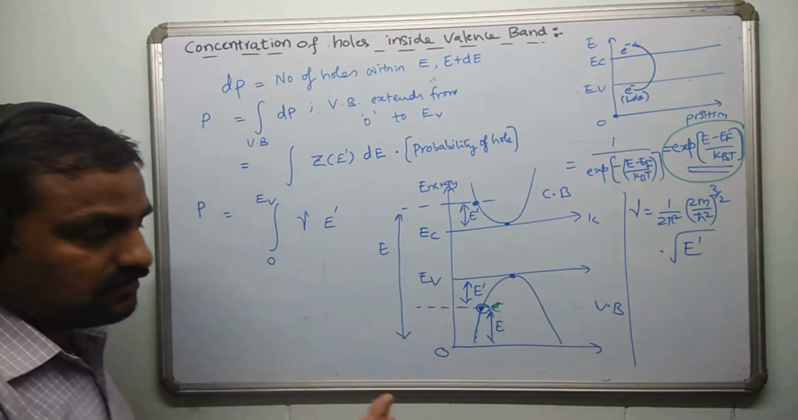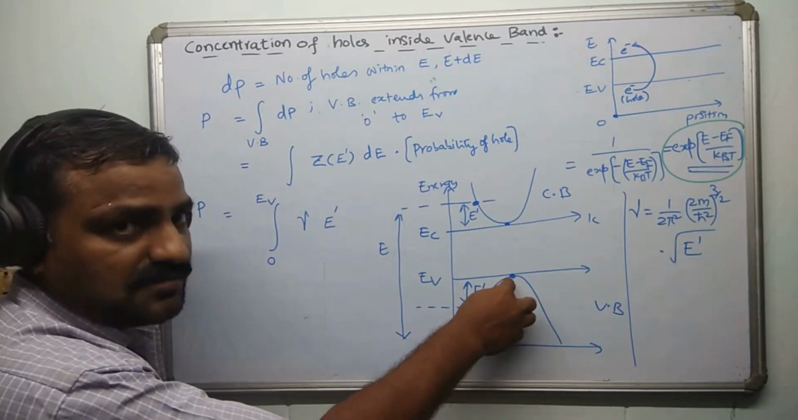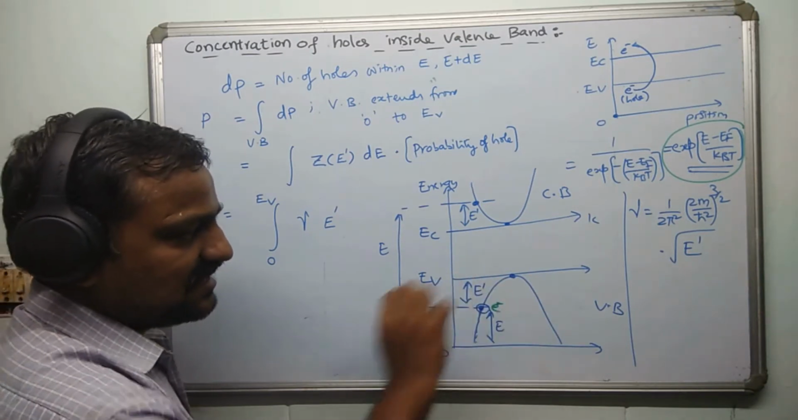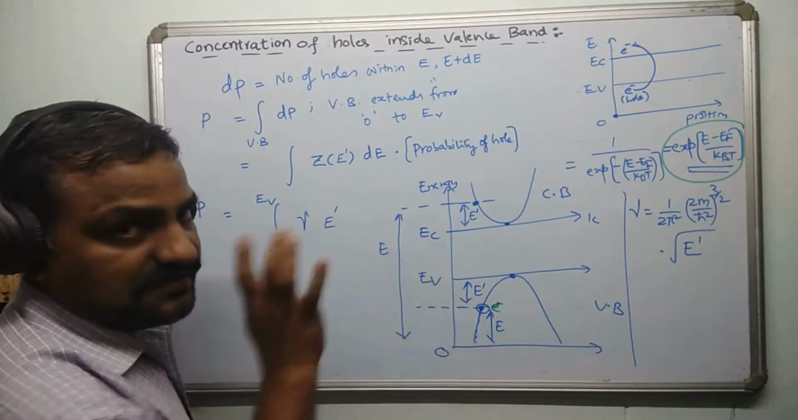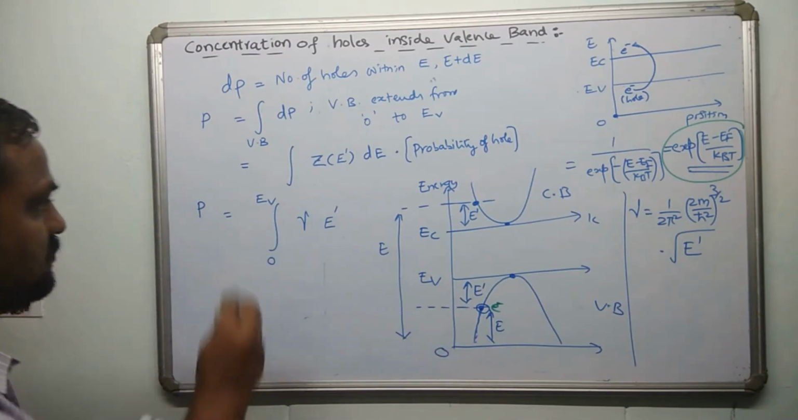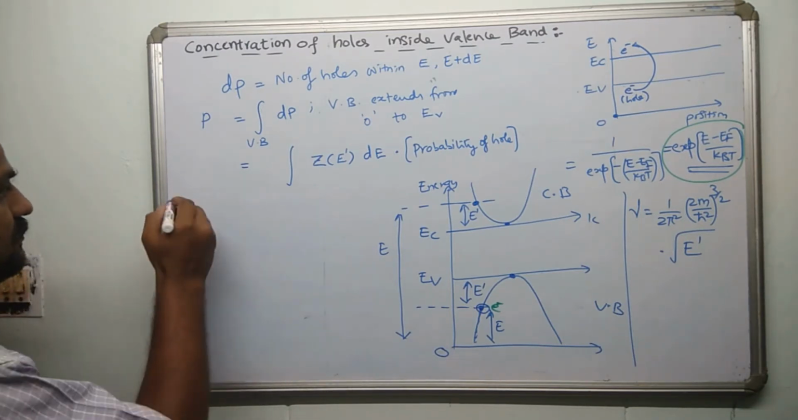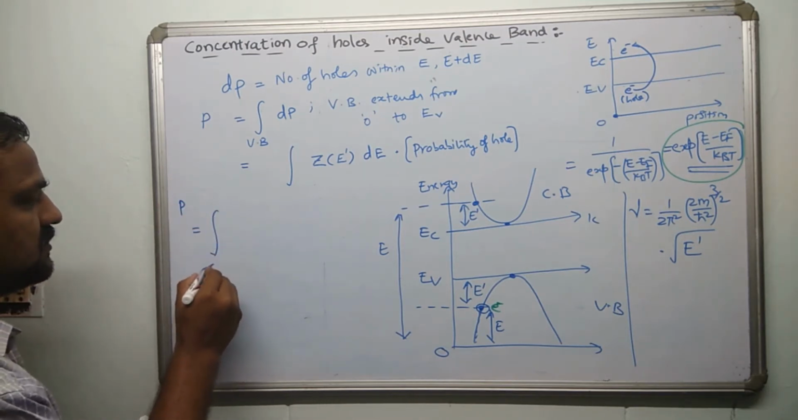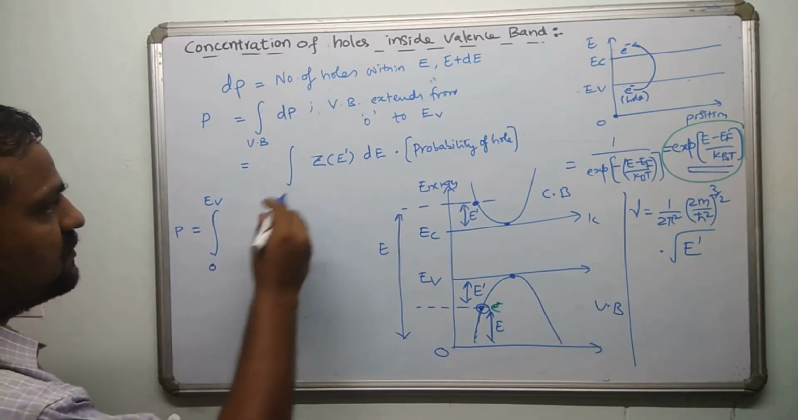So for this Z of E, the density of states, all energies are measured from here, either this edge or that edge. That's why I'm taking the energy as E dash here. And in terms of E, it is E dash plus E equal to EV. This is the relation, right? So I'll make a small manipulation here. I'll write this P as P equal to the integral from 0 to EV, the valence band edge, of Z of E dash.